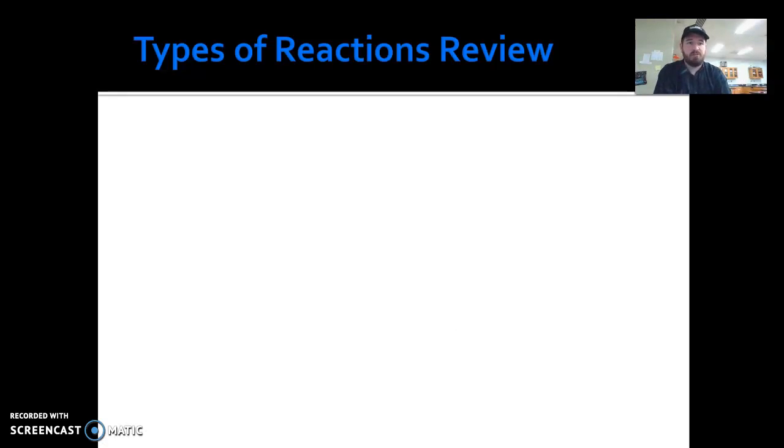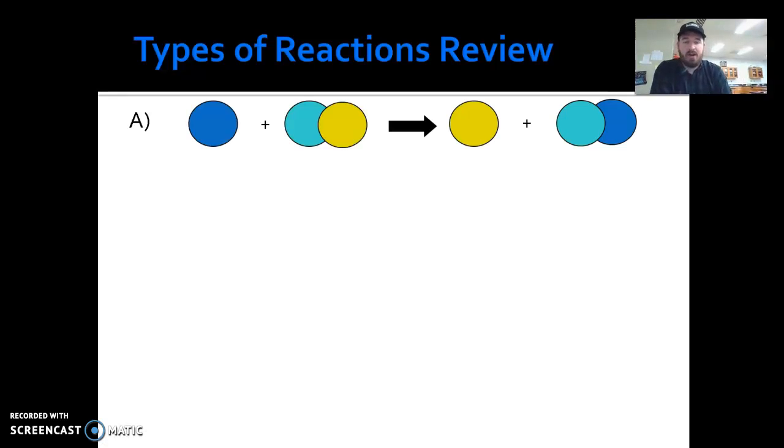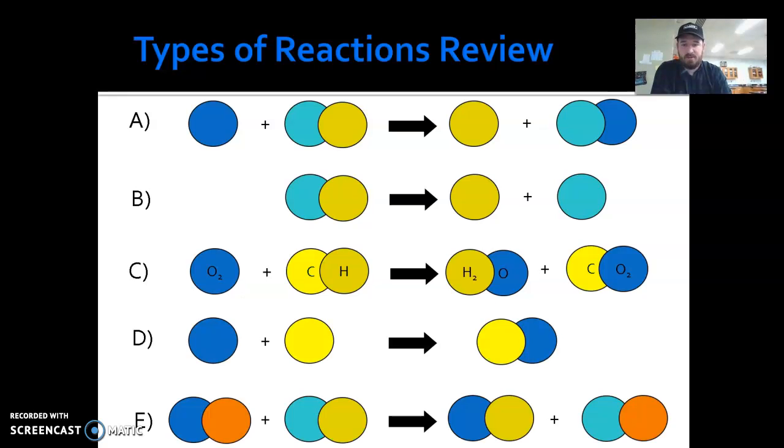All right, so let's do a little review here. So I have 5 different pictures of chemical reactions, and you are going to identify what type of reaction those are. So remember, we have a synthesis reaction, also known as composition. We have a decomposition reaction, a single replacement reaction, double replacement reaction, and a combustion reaction.